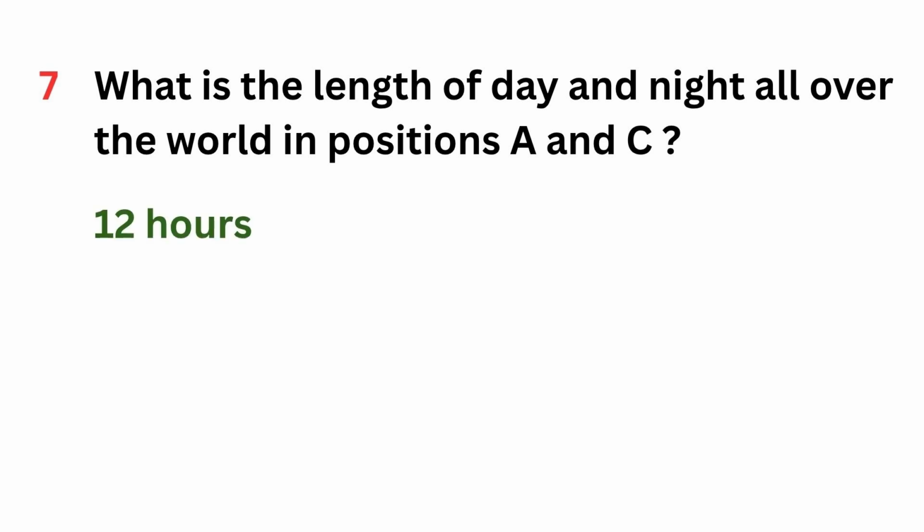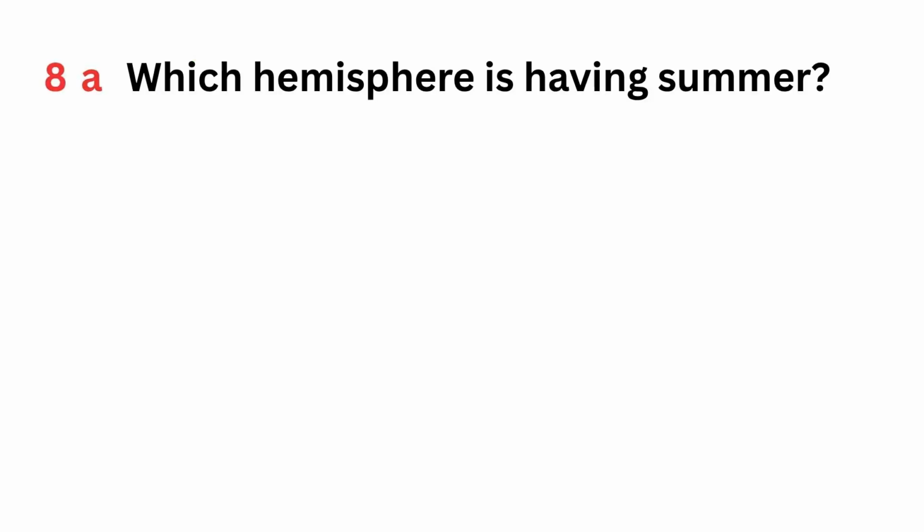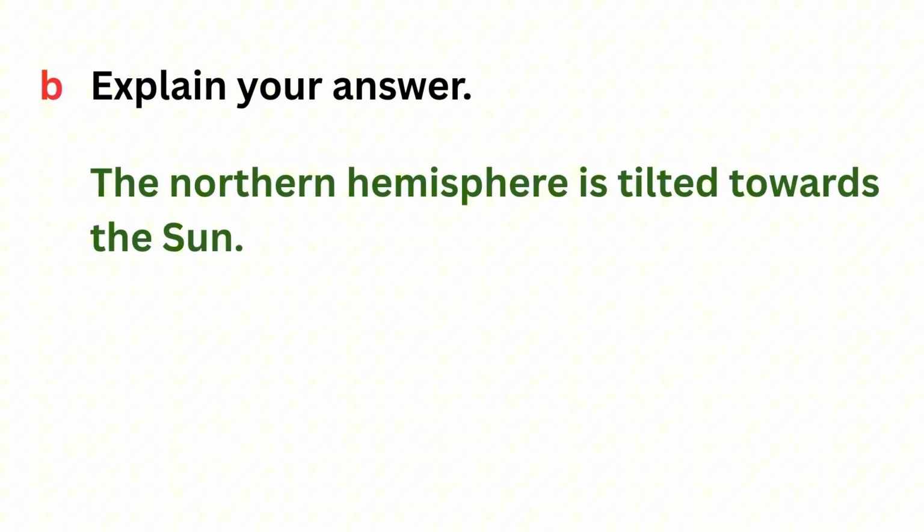12 hours. Practice. Question 8a. Which hemisphere is having a summer? Northern. B. Explain your answer. The northern hemisphere is tilted towards the sun.